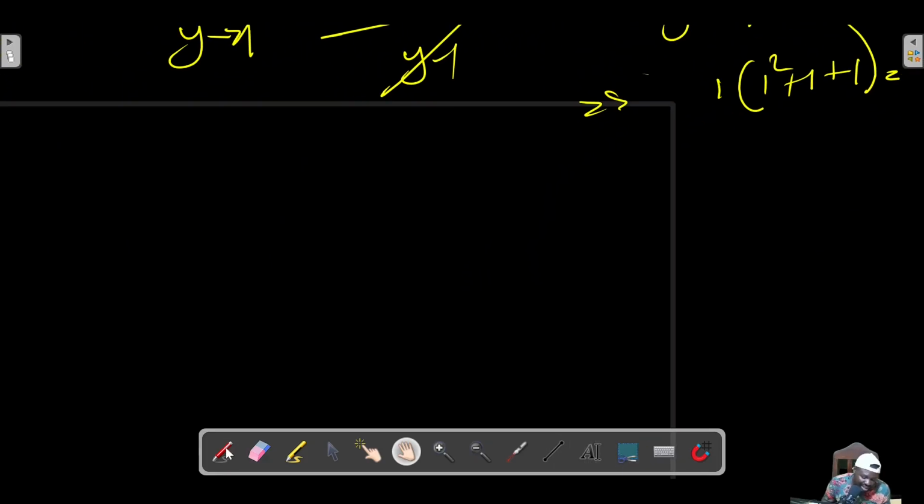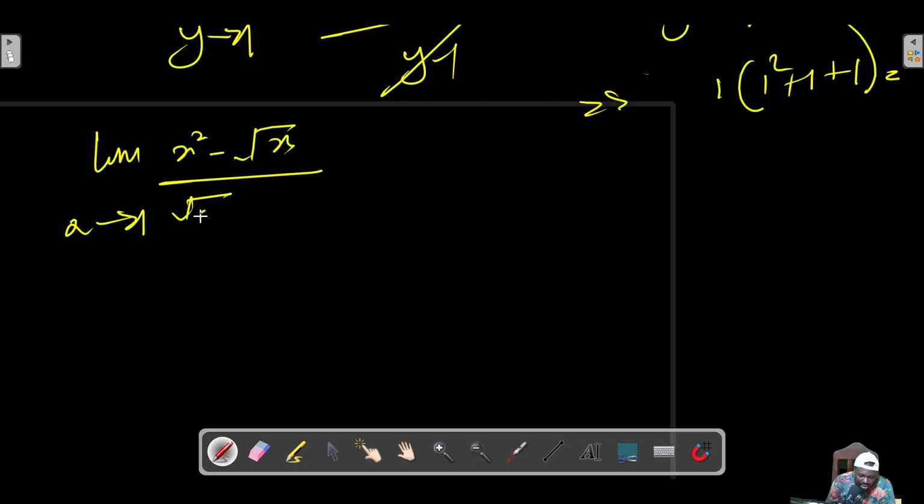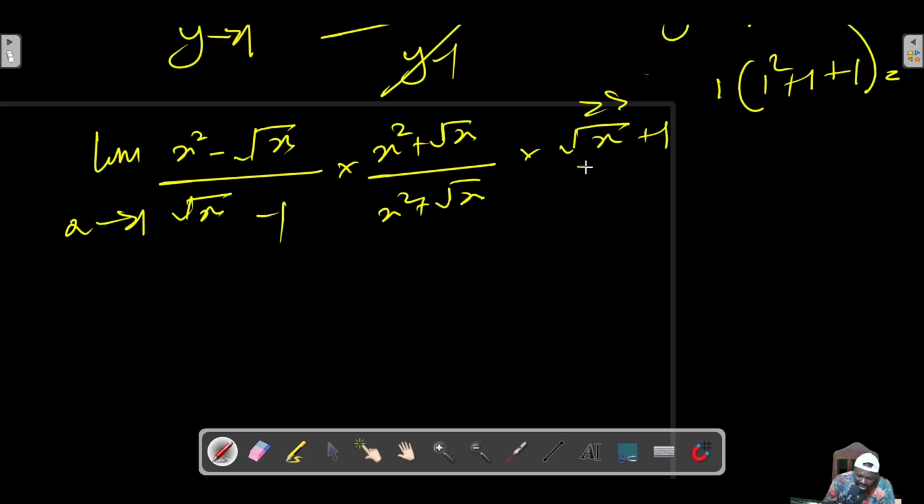You can also use the other method, the rationalization method. That one is also simple, but then it depends. You may need to rationalize twice because we have a surd in both the numerator and the denominator. So rationalizing twice, what are you going to get? If I rationalize the numerator, so that one would be the fourth root of x squared plus root of x divided by the same. Then I rationalize the denominator. That is root of x plus 1 divided by root of x plus 1.